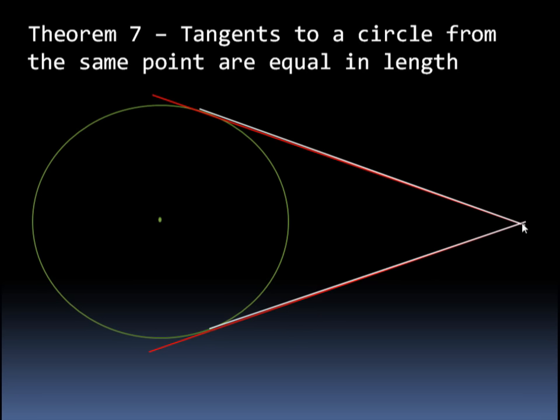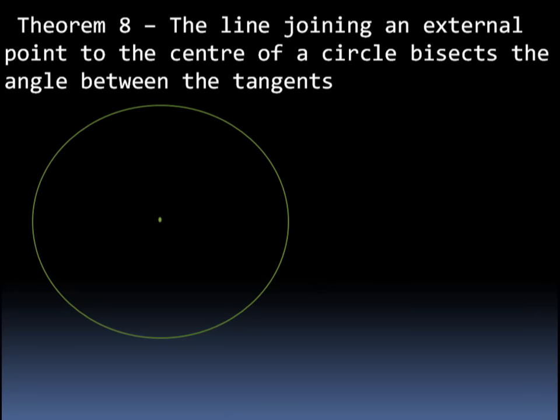So from the point of contact between the two tangents to the point of contact between the tangent and the circumference, those two tangents will be equal in length. So tangents to a circle from the same point are equal in length. And we use two dashes on the white line to symbolize the equality of these two tangents. And that's it for that theorem.